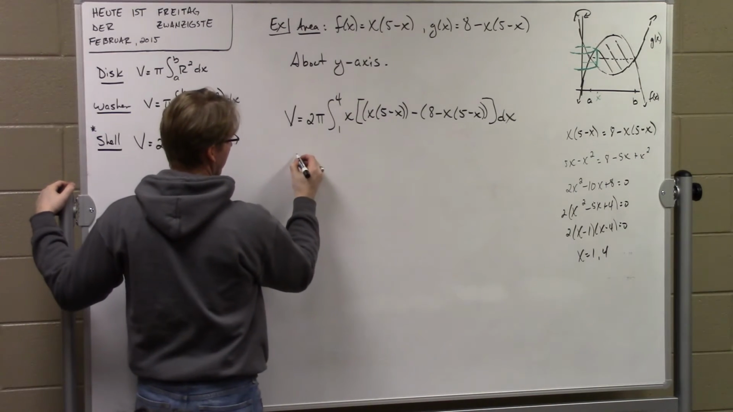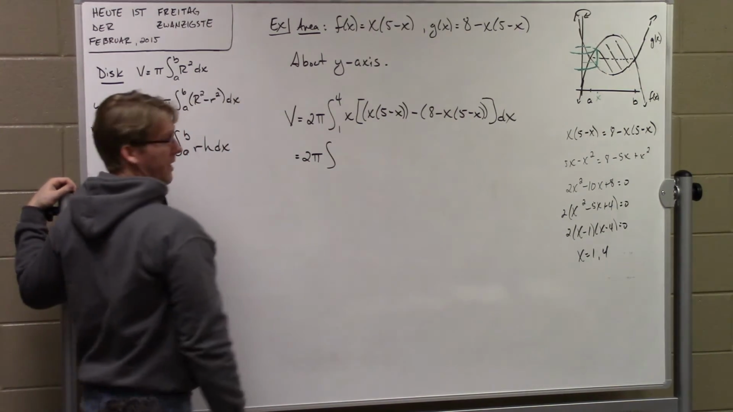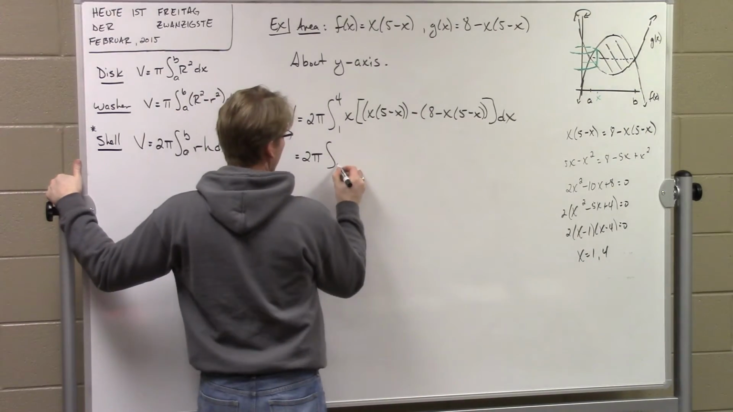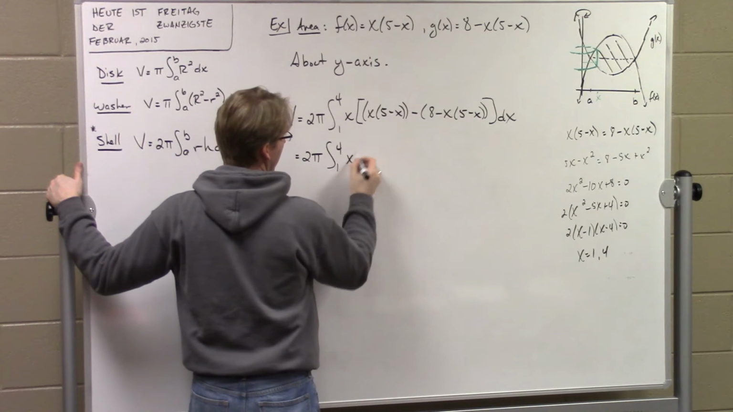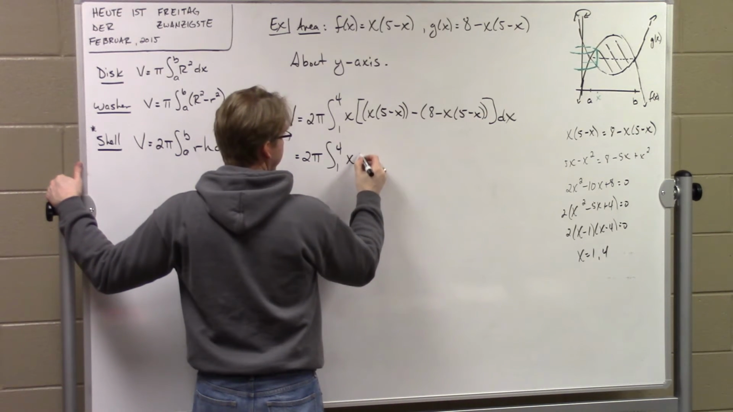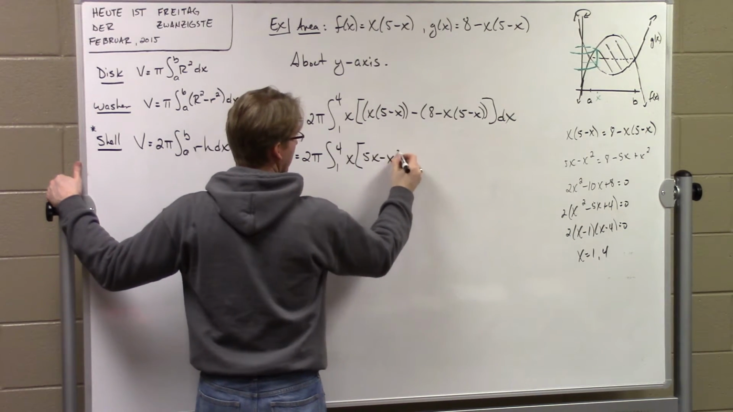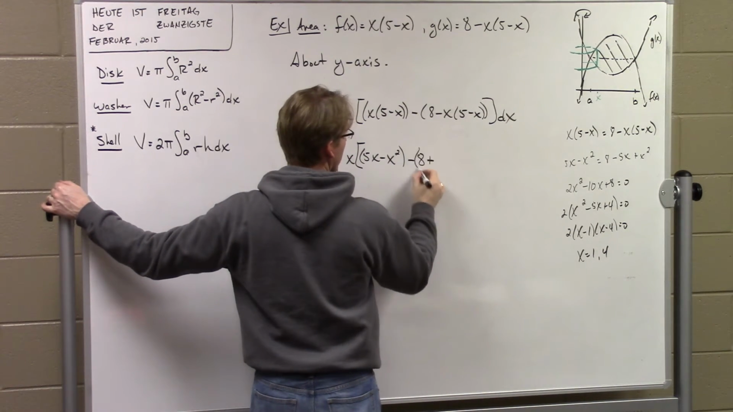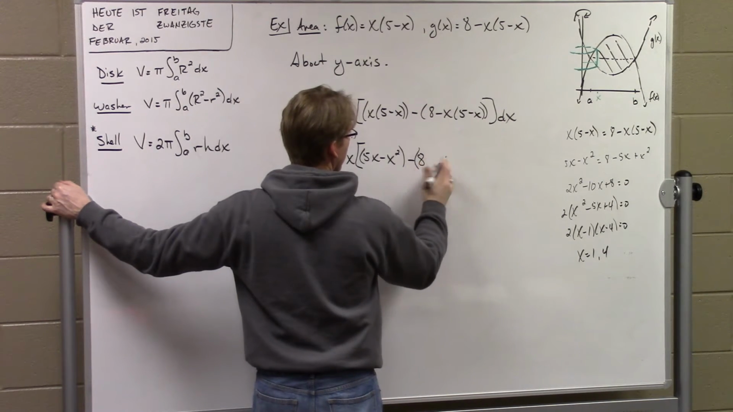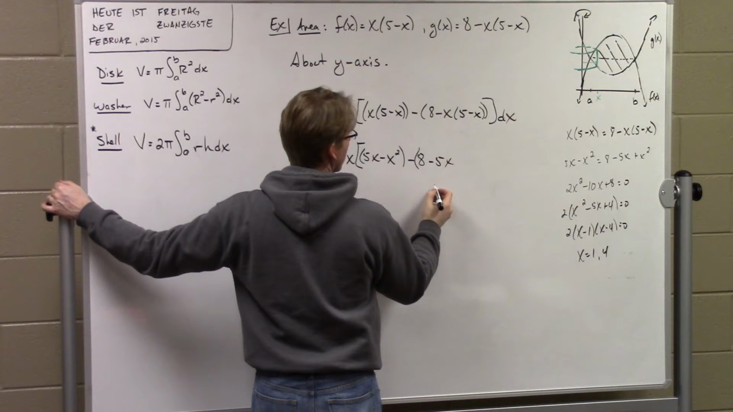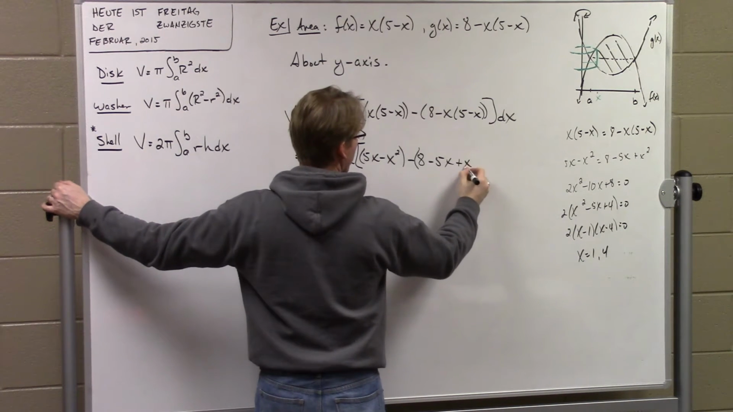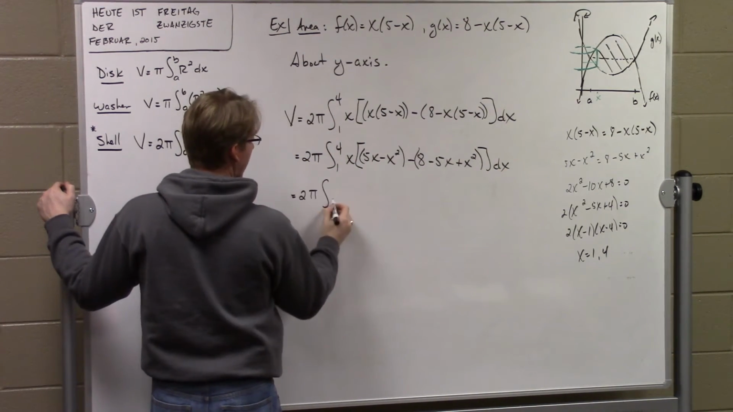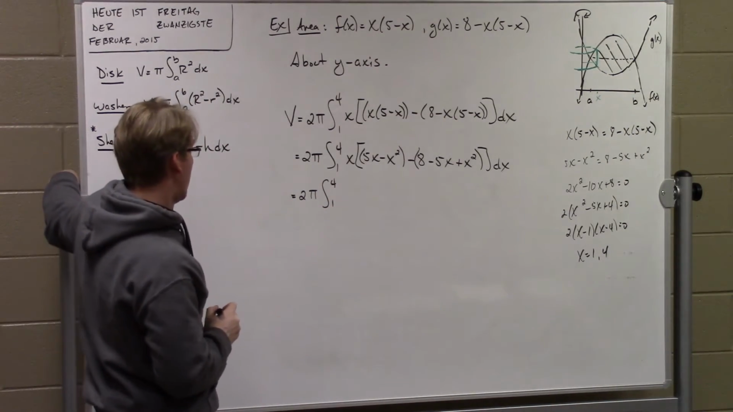Okay, from here it is old school. 2 pi. While we're working it out, one of y'all crunch this in the calculator to see what kind of answer you get. Don't tell us, and we'll see how close we get to the right answer. 2 pi from 1 to 4 of x times 5x minus x squared, minus 8 minus 5x plus x squared. Trying to keep my pluses and minuses straight.